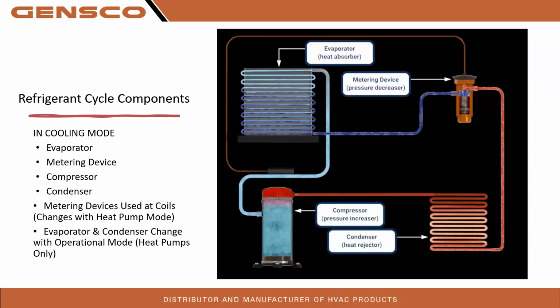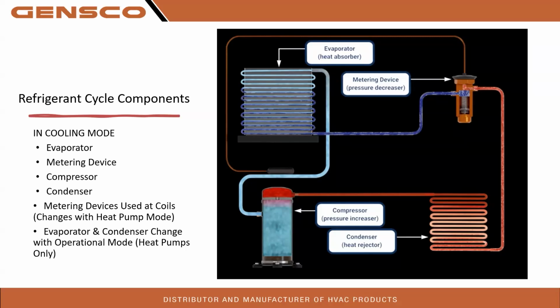We do have two metering devices on a heat pump system, both of which are at coils, one on the indoor coil, one on the outdoor coil. This is an easy way for me to understand it. This is a kind of complicated process, so I like to try to make it as simple as possible. When we talk about the evaporator, that is the heat absorber. It is absorbing the heat to keep that low pressure, low temperature refrigerant from freezing. So we are absorbing the heat. That could be your heat pump in heating mode. That could be your evaporator on your indoor coil in cooling mode.